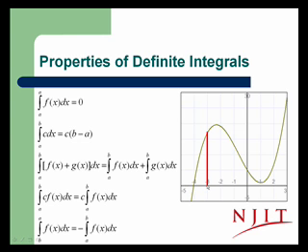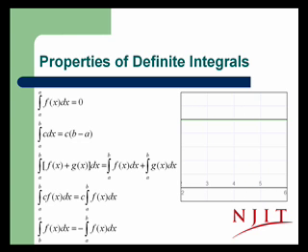If, on the other hand, we had the function f of x as a constant, the integral of a constant from a to b is simply the value of the constant times the width of the interval, or the area of a rectangle. In this case, the height is 5, the width is 4, and the area is 20.